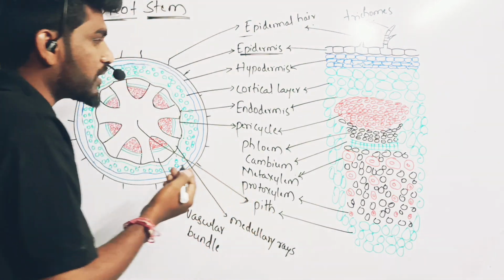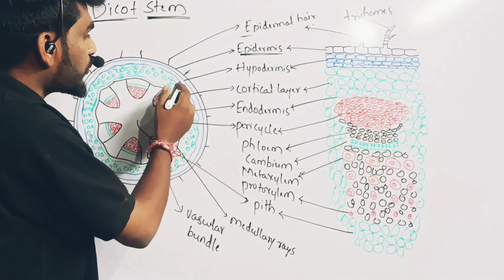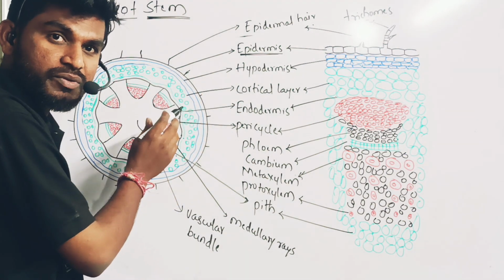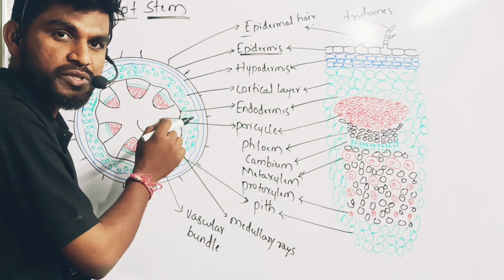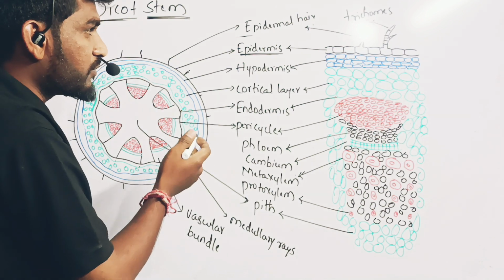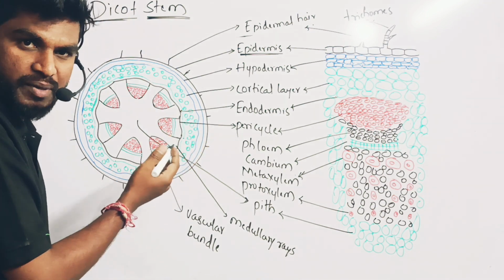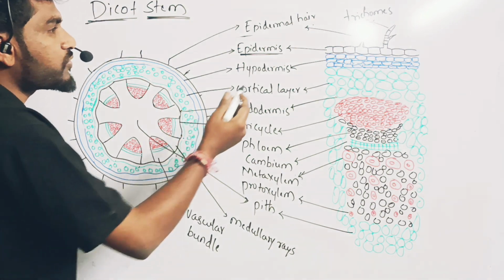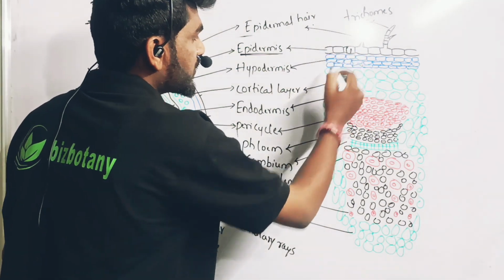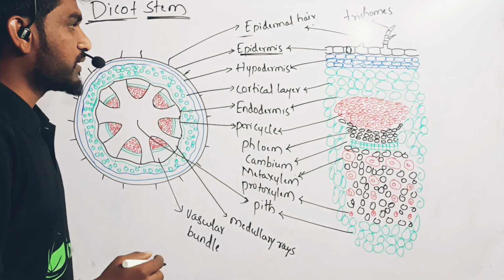Some dicot plants show photosynthesis. In dicot plant stems, you can see photosynthesis because of the presence of photosynthetic pigments. For that, we need an exchange of gases. For that purpose, some stomata are also present in the epidermal region.